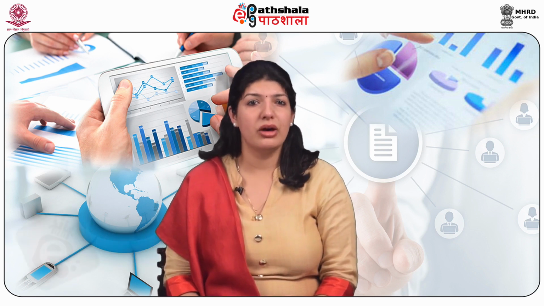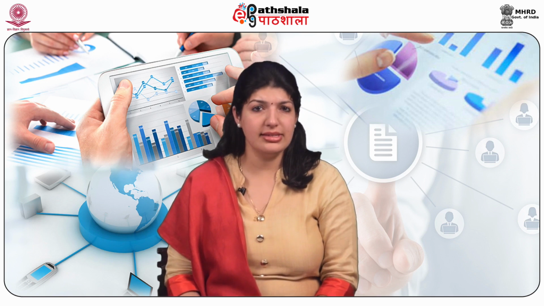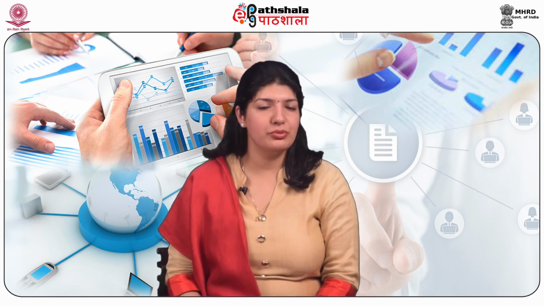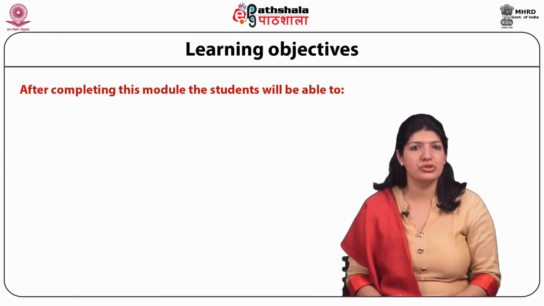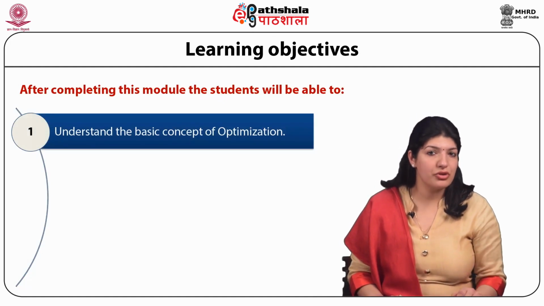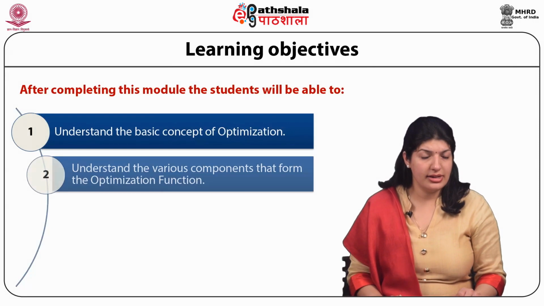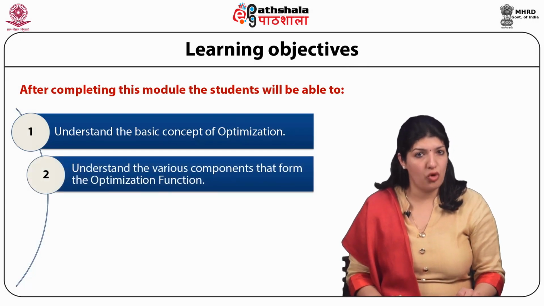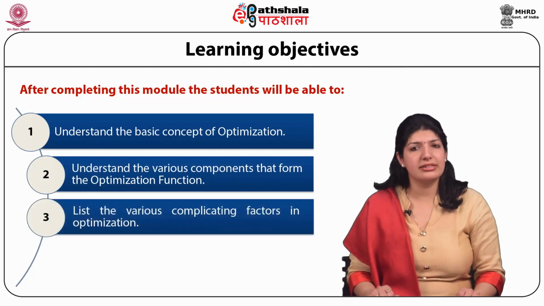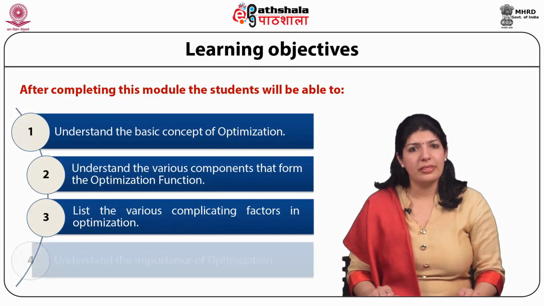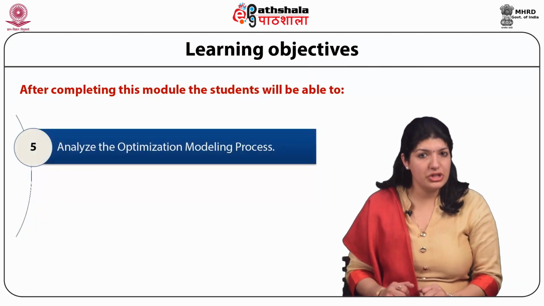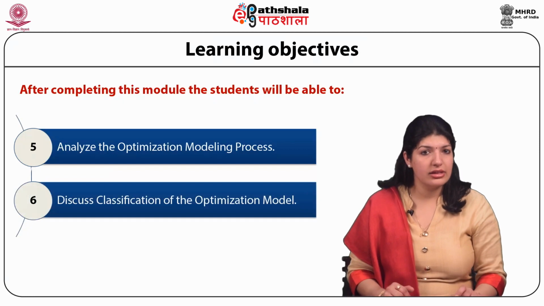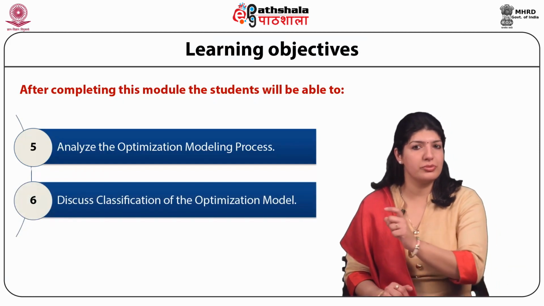Today we are going to study the module Optimization Analysis. This is under the paper Management Information Systems. After completing this module, students will be in a position to understand what is the basic concept of optimization. They shall understand the various components that form the optimization function, list the various complicating factors in optimization, understand the importance of optimization, analyze the optimization modeling process, and discuss what are classifications of the optimization model.